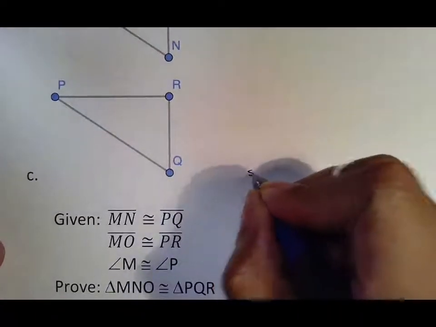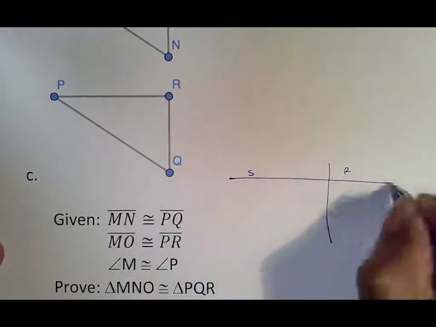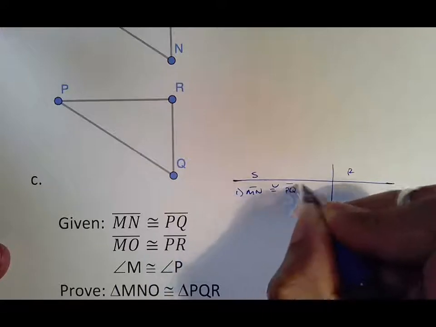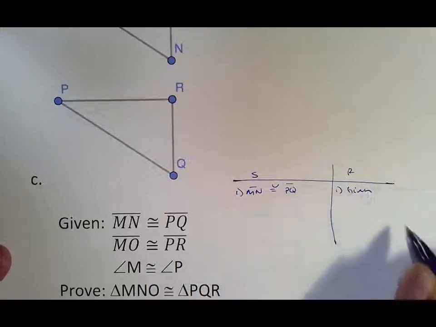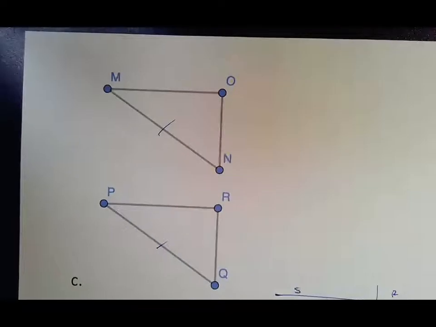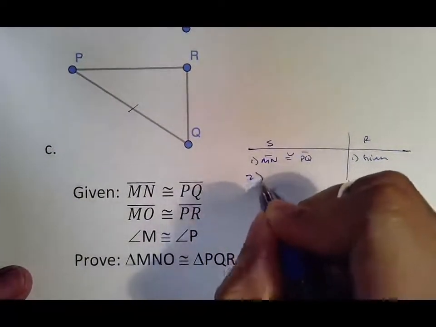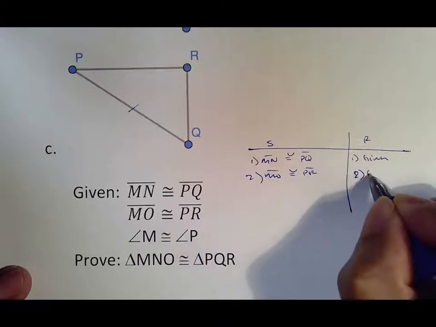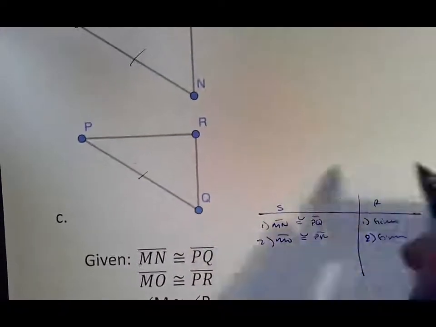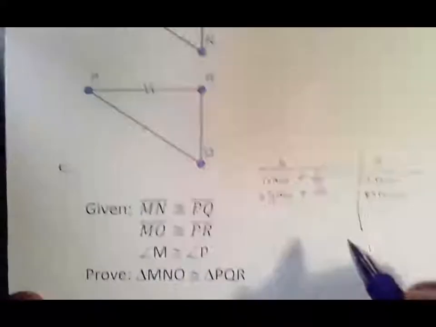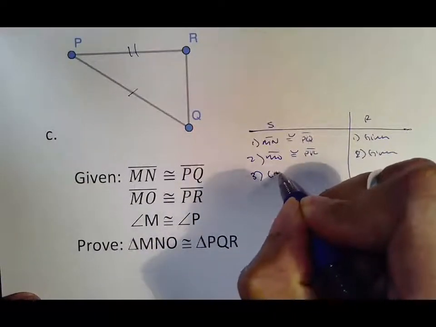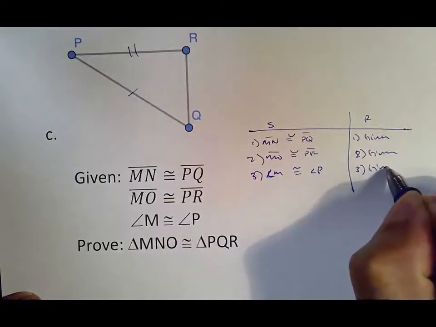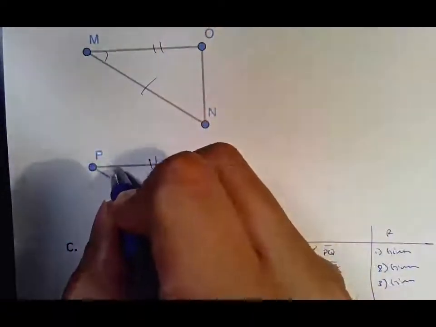In this one, we have, again, statements and reasons. 1, MN congruent to PQ, given. So MN, PQ, there you go. Statement number 2, MO congruent to PR, that's also given. MO to PR. And then we have angle M congruent to angle P, that is also given. So M congruent to P.